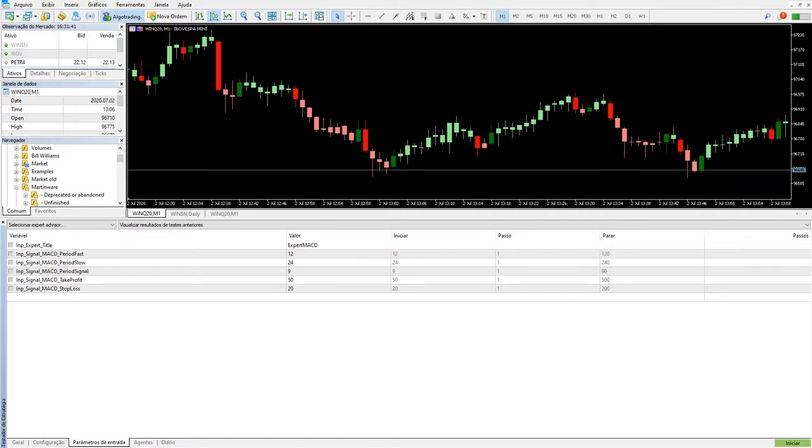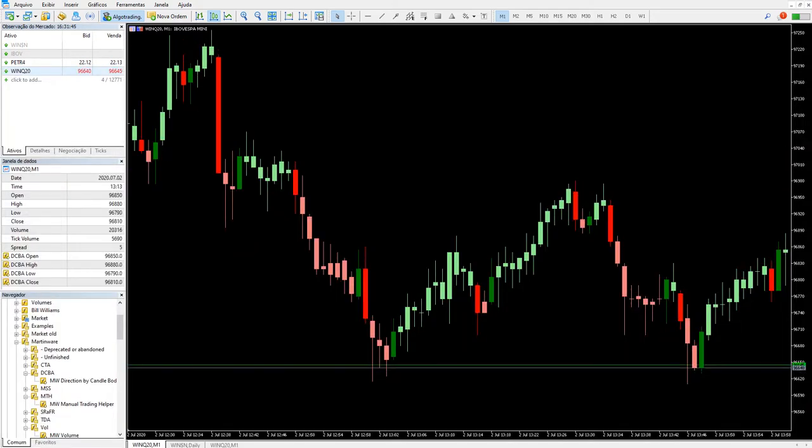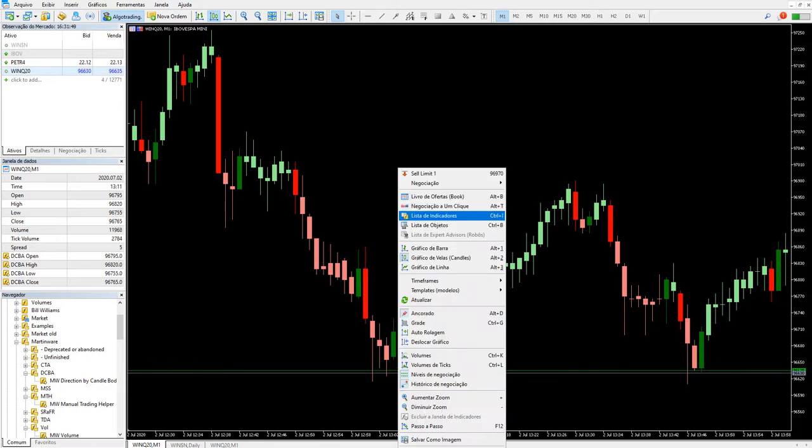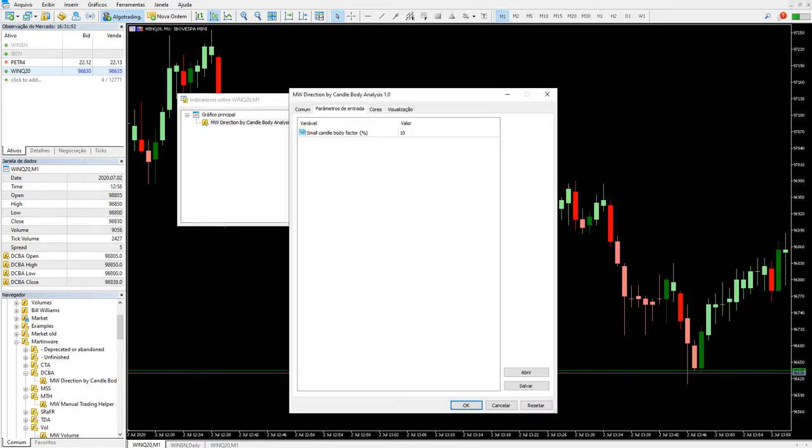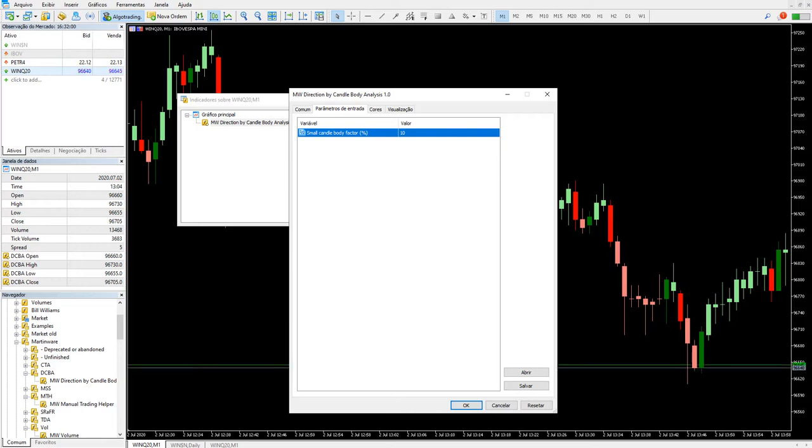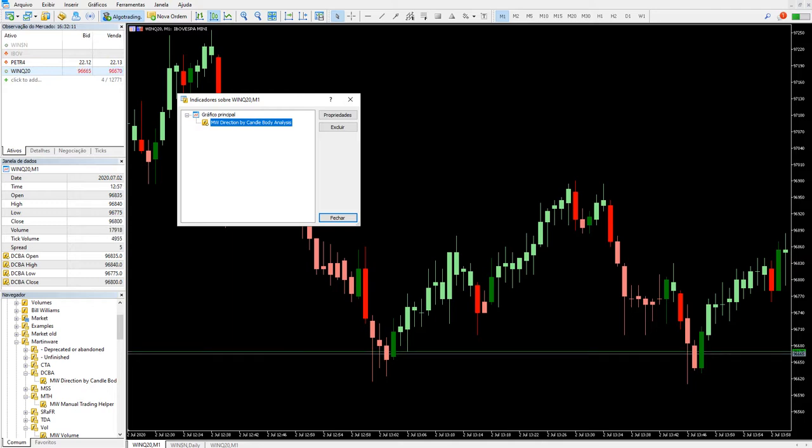With this indicator here, all these problems are solved. You basically don't have to think about any of that. The only parameter that you have to look at is this single and small candle body factor. This is to detect situations when the candle body is too small, and in this case the indicator will consider the last two bodies instead of just one. And in fact you may just use the same parameter I use, the 10%, and you may never change that.